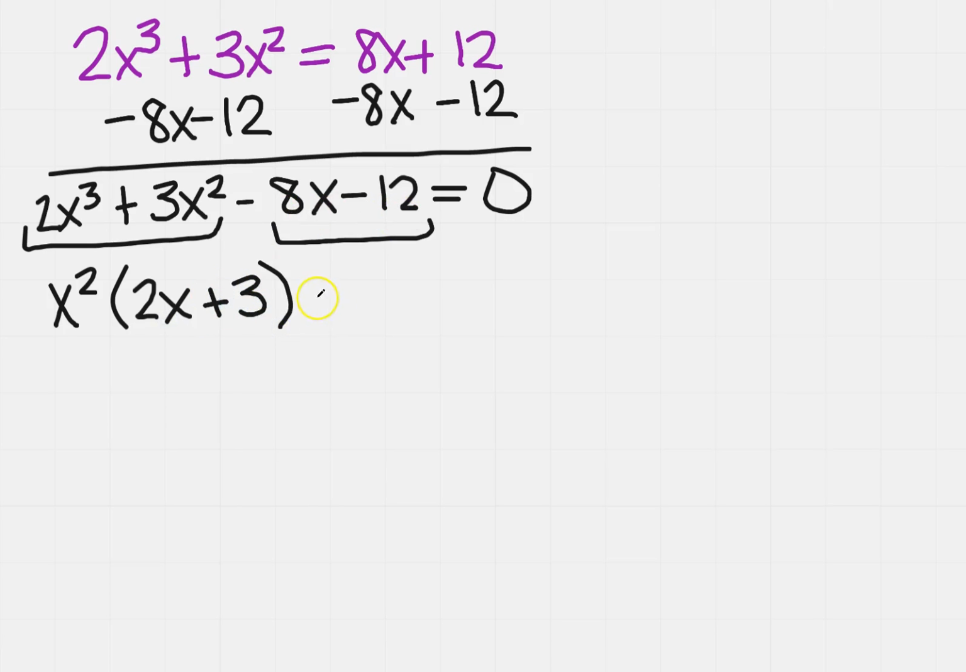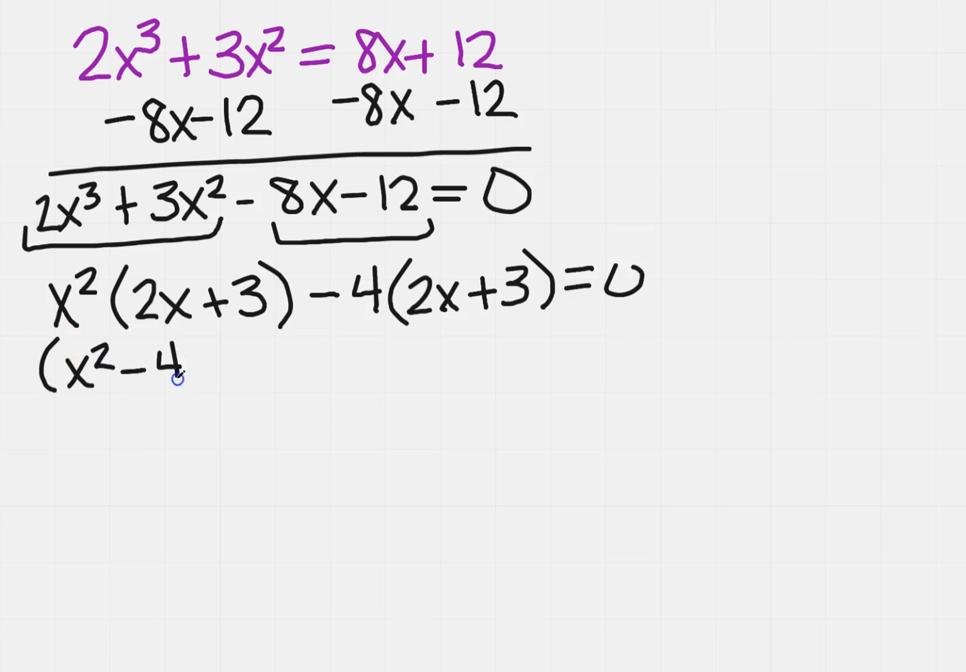I'm going to come over here and I've got minus. They both have what in common? They both have a 4 in common. So that's going to be 2x plus 3. Oh, isn't that awesome? We know we did it right because they both have 2x plus 3 in common. So I would write it as x squared minus 4 times 2x plus 3 equals 0.